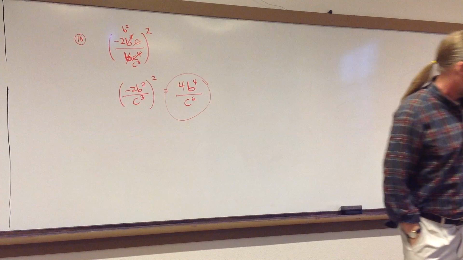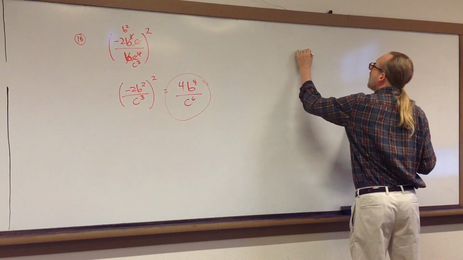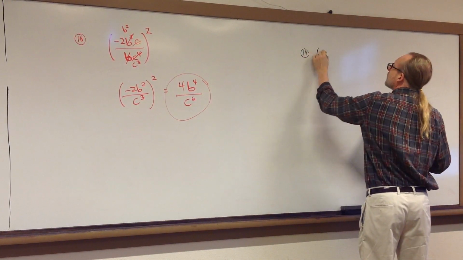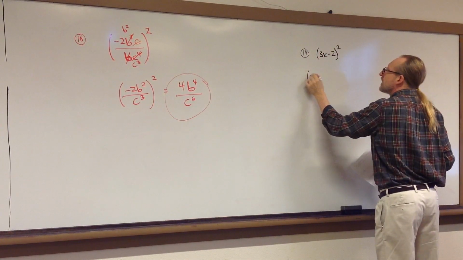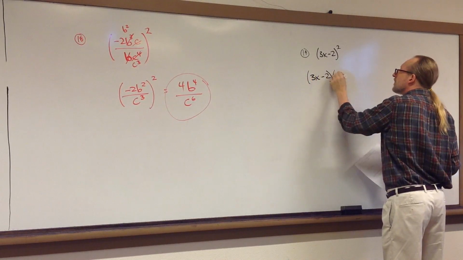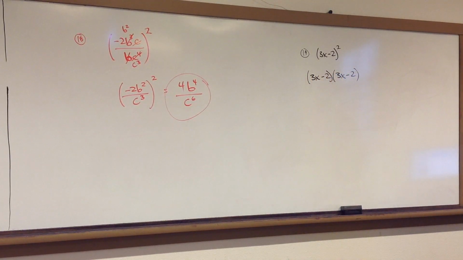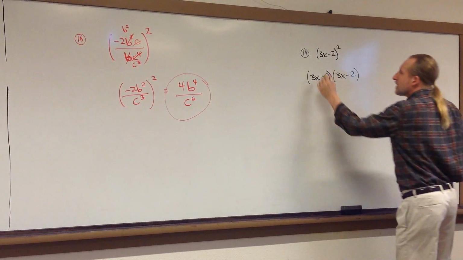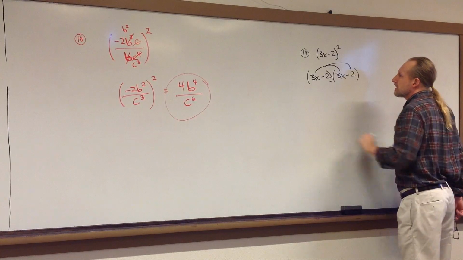Problem 19 is about squaring a binomial. In this case, 3x minus 2. Well, what does it mean to square something? It means to multiply it by itself. So 3x minus 2 times 3x minus 2. Here we're going to distribute 3x times 3x minus 3x times 2.